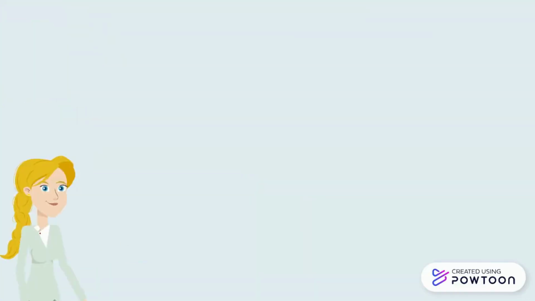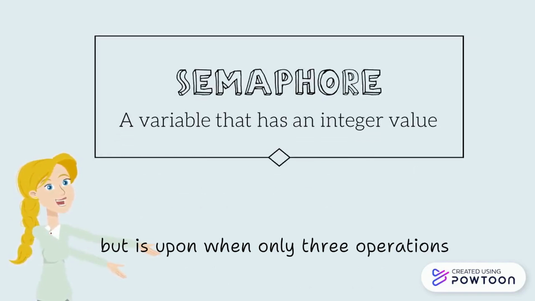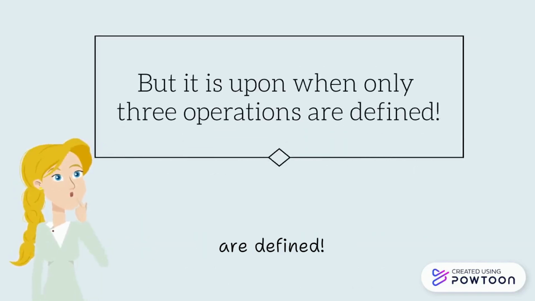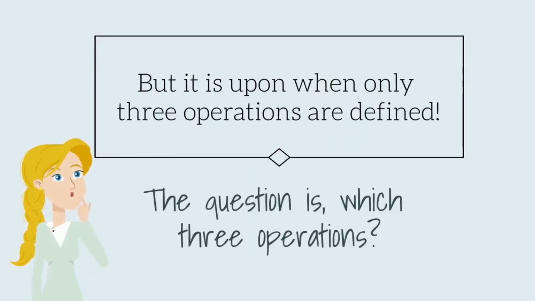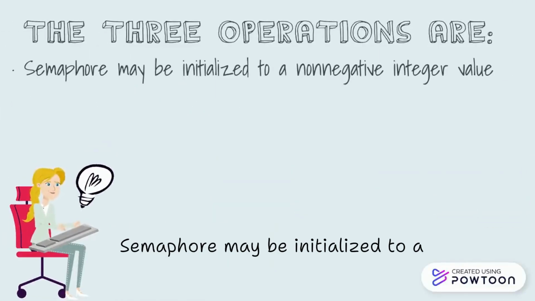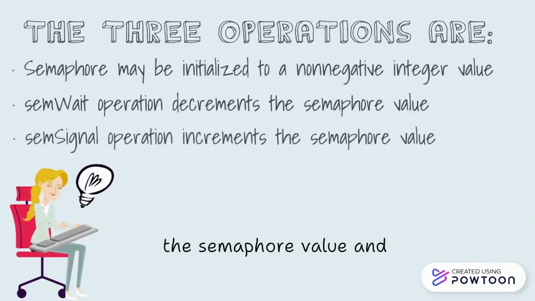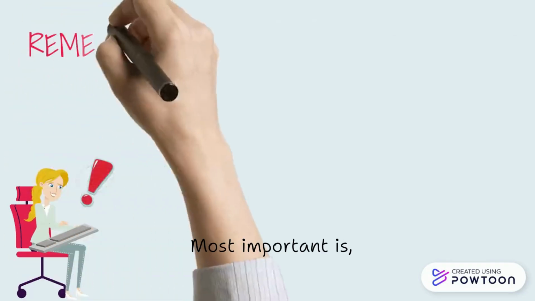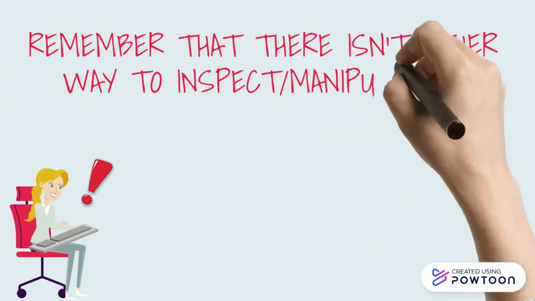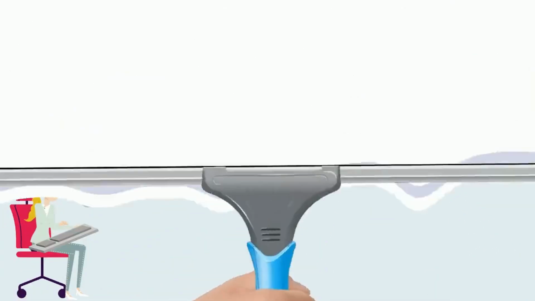What is a semaphore? For common definition, a semaphore is a variable that has an integer value but is open when only 3 operations are defined. The question is, which 3 operations for the semaphore? The answers are: a semaphore may be initialized to a non-negative integer value, the wait operation decrements the semaphore value, and the signal operation increments the semaphore value. What's important is, remember that there is no other way to inspect or manipulate a semaphore besides these 3 operations.